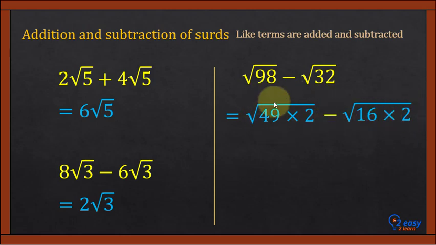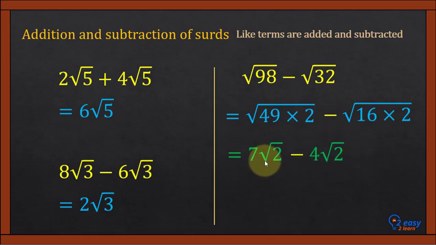Now simplify this. What is the square root of 49? It is 7. So the simplified answer is 7 times square root of 2. And what should the other be? Square root of 16 is 4. So it should be 4 times square root of 2.